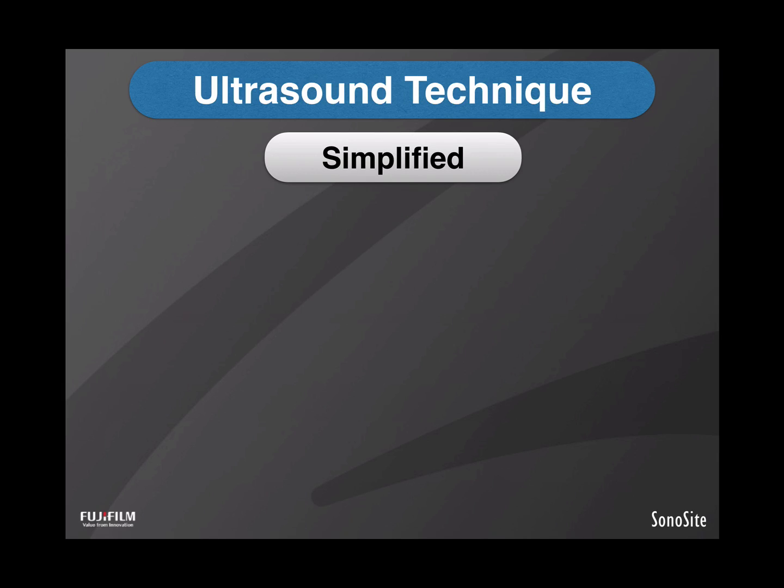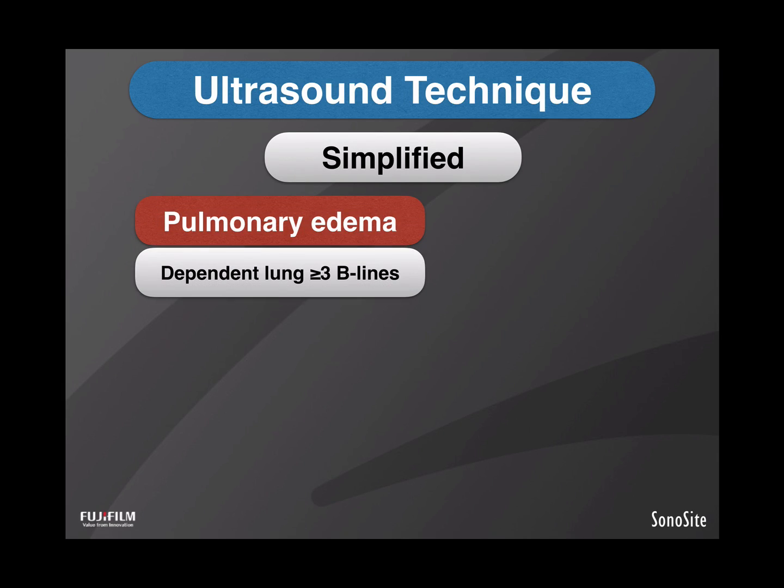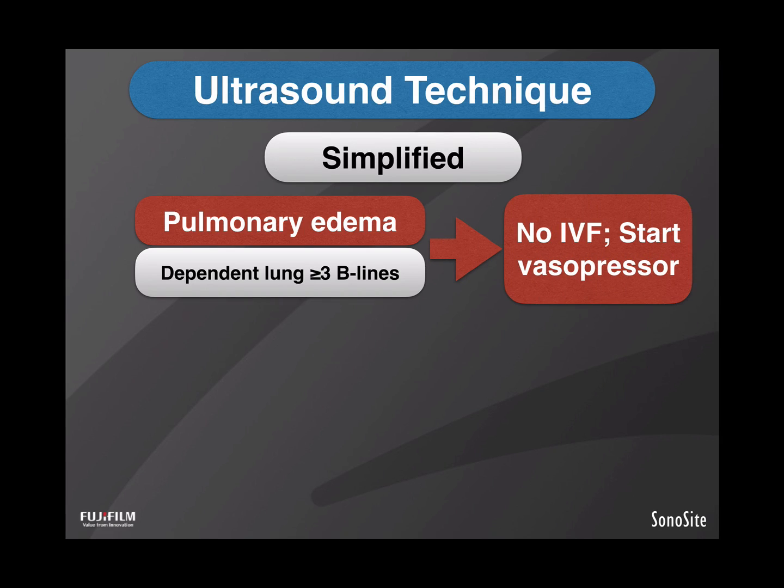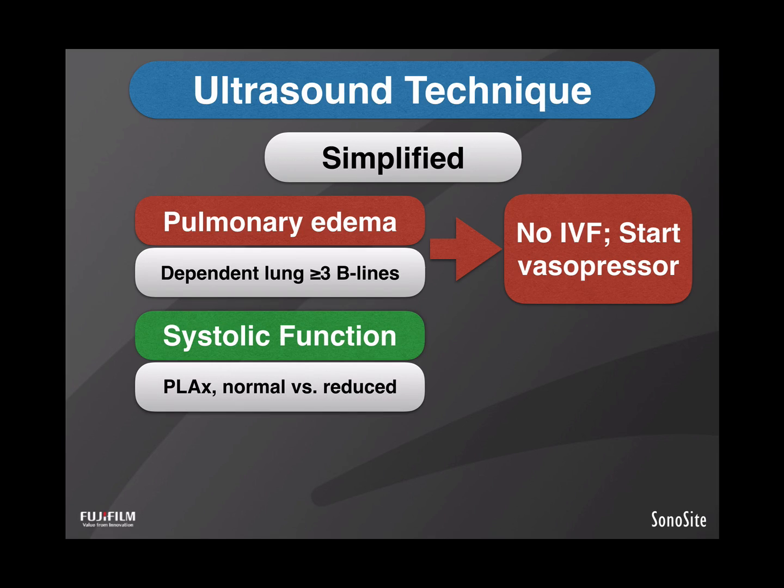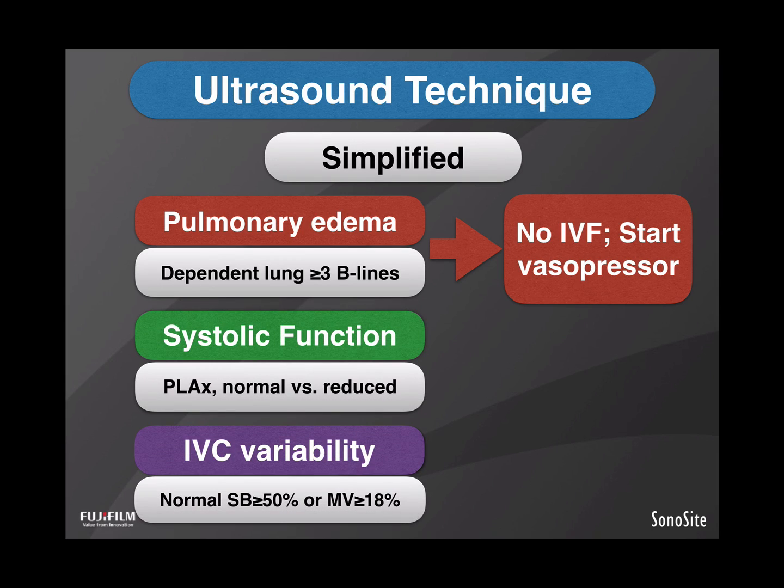Check first for pulmonary edema with B lines, and if they're present, avoid fluids and go straight to inotropic or vasopressor support. If there is no pulmonary edema, check systolic function as well as IVC variability. If there is poor systolic function and little IVC respiratory variability, go to pressors. If the systolic function is normal and the IVC variability is greater than 50% in a spontaneously breathing patient or 18% in the mechanically ventilated patient, you can give fluids, and you want to repeat this assessment after every 1 or 2 liters of fluid.